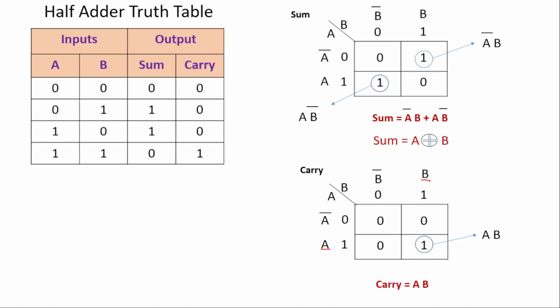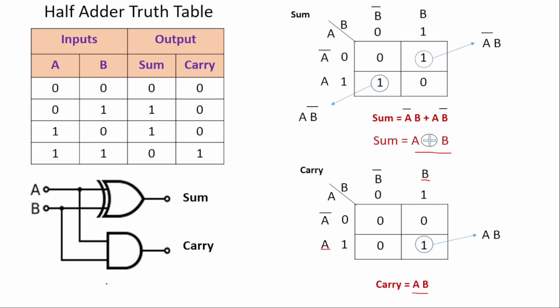Now what I have to do? I have to realize this in the form of gates. I have to make the circuit. So obviously for sum one XOR gate will be required, and for carry one AND gate will be required. So this is the realization of this Boolean expression, and this is the circuit diagram of half adder. A, B, XOR will give you sum, and where A and B are ANDed, they will give you carry.